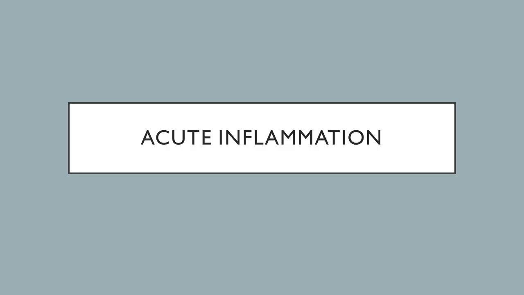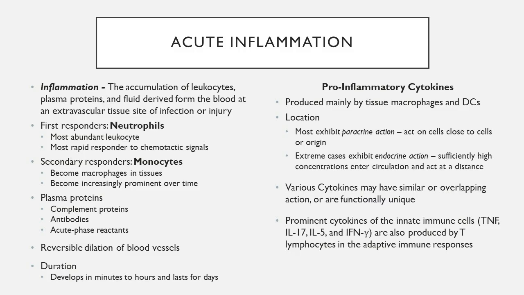So now we come to acute inflammation. I've said inflammation many times throughout this chapter, so let's first start by defining it. It's the accumulation of leukocytes, plasma proteins, and fluid derived from the blood at an extravascular tissue site of infection or injury. As we very much like to say, the first responders are typically neutrophils, in part because they're the most abundant leukocyte, and also they're the most rapid responder to chemotactic signals. The secondary responders are monocytes.